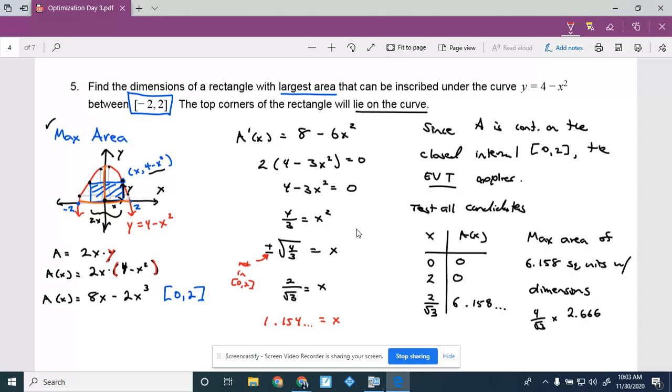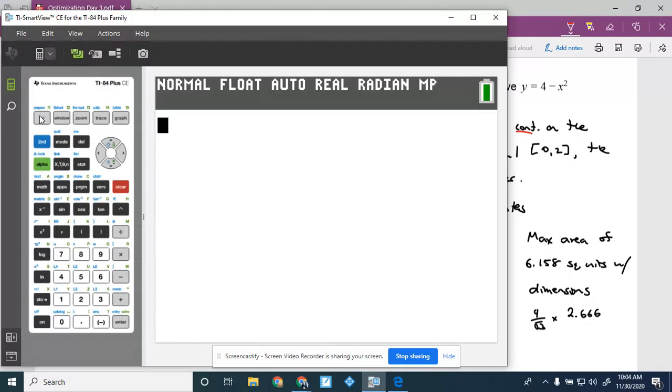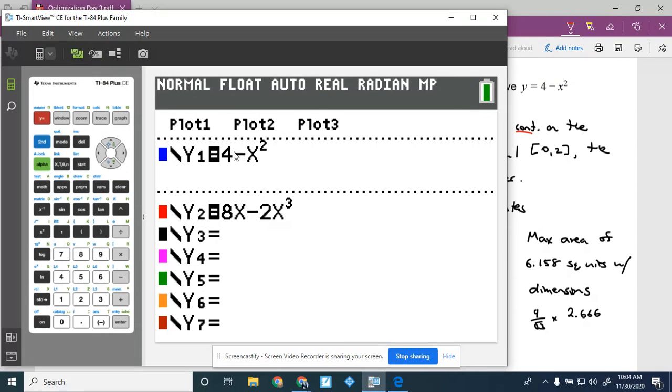So we say since A is continuous on the closed interval, the extreme value theorem applies. That's really the good way of saying what we're about to do, right? Once I say that, I can say, okay, let's test all the candidates. Here are your endpoints. Here's your critical point. Now, what's the best way to test these? If you're allowed to use your calculator, it would be to use your calculator. What I did over here is in y equals, I had the parabola, and then I had the function that I'm trying to optimize. This is the area function.